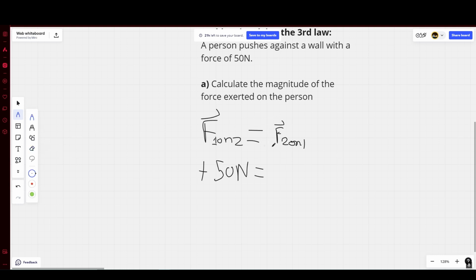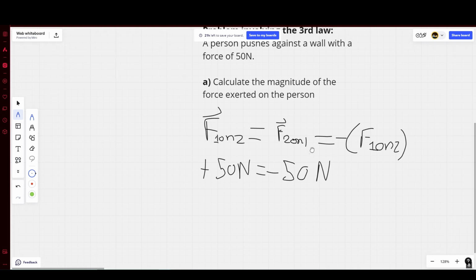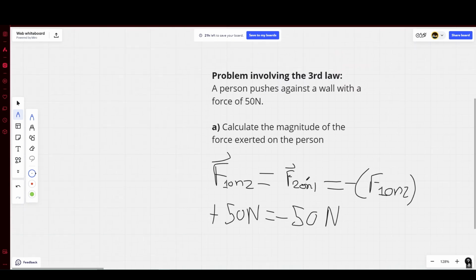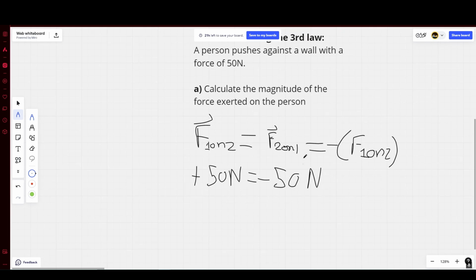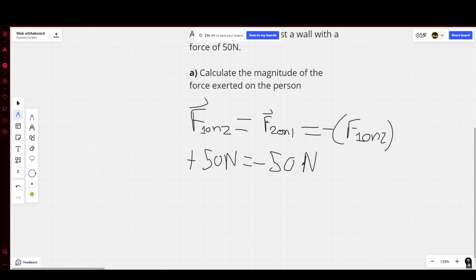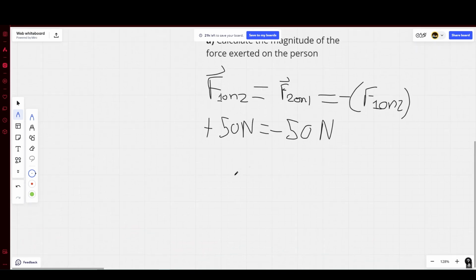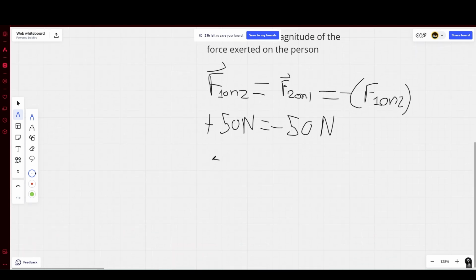You can actually rewrite F2 on 1 as being negative F1 on 2. So whatever value this is, just make it negative. So that means the force was negative 50 newtons, to the left if the person was pushing right. This is the force exerted onto the person by the wall. But remember, the question said magnitude, so drop the negative sign and just say 50 newtons.